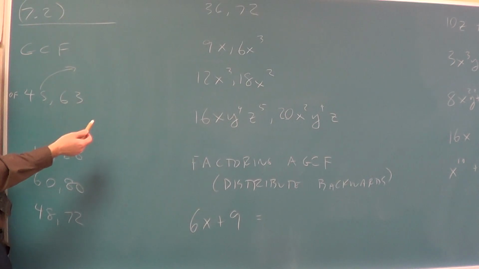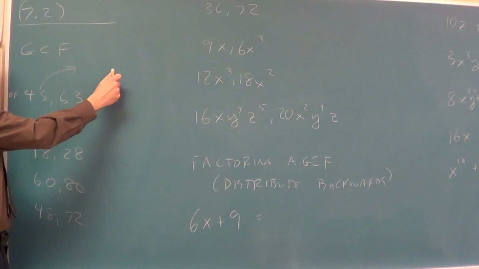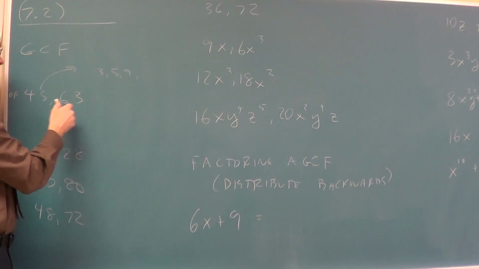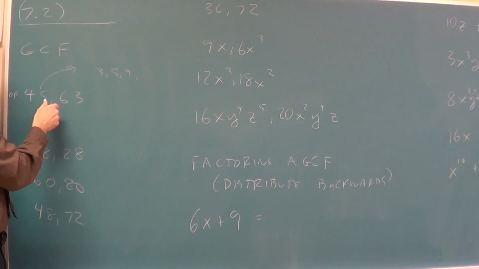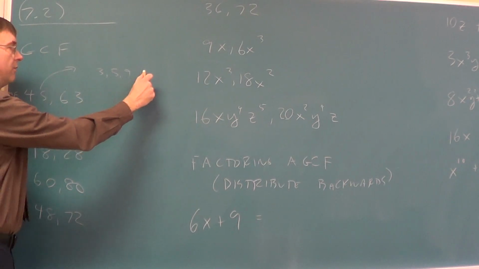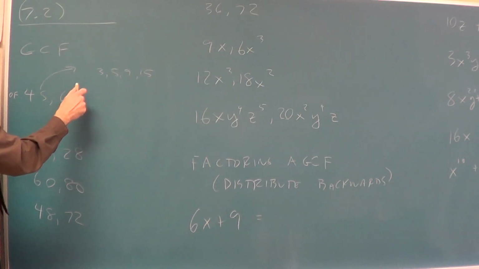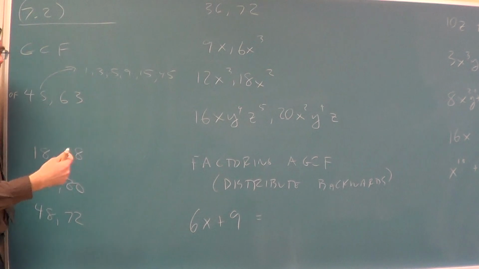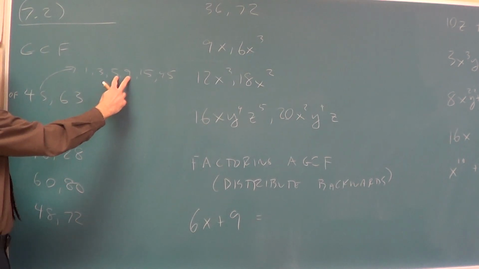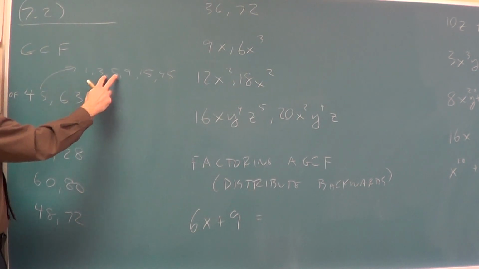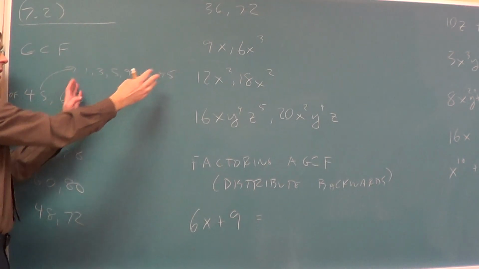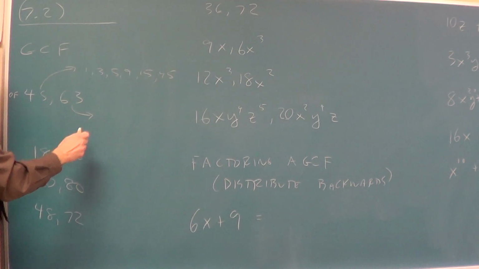Okay, who's got some stuff that can go into 45? 5 does, 9 does. 3 does. How many times does 3 go in? 15. 1. 45. Factors tend to come in pairs, and they partner up to make 45 if you multiply. 5 times 9, 3 times 15, 1 times 45. Those are all numbers that do that.